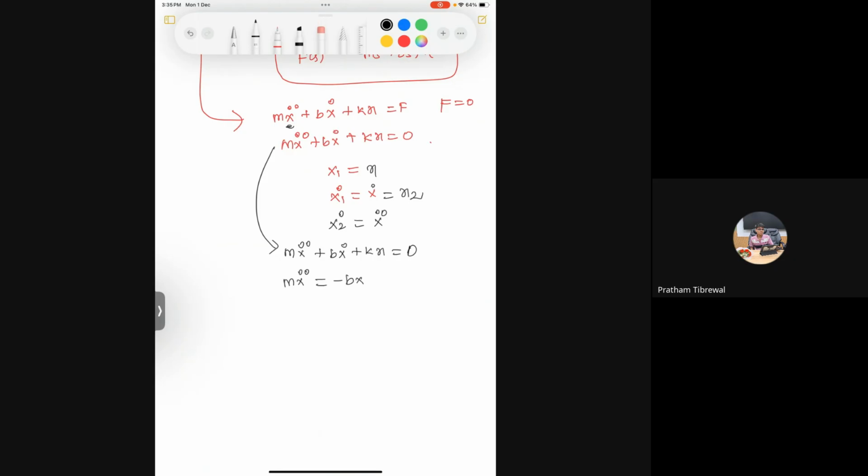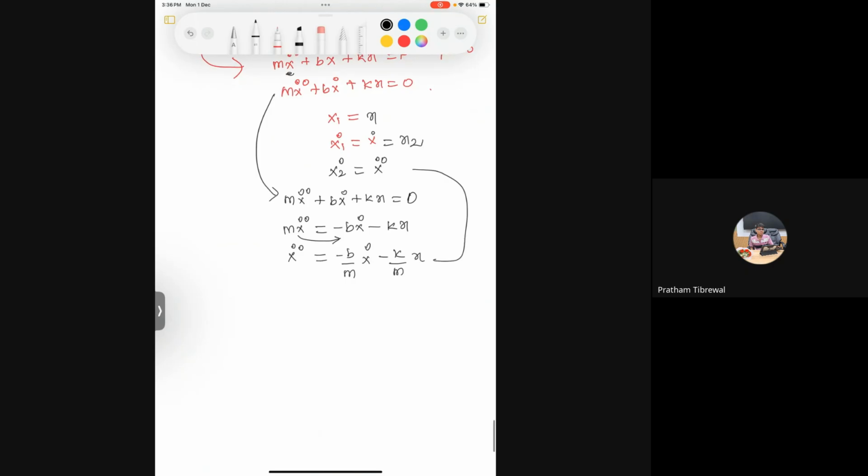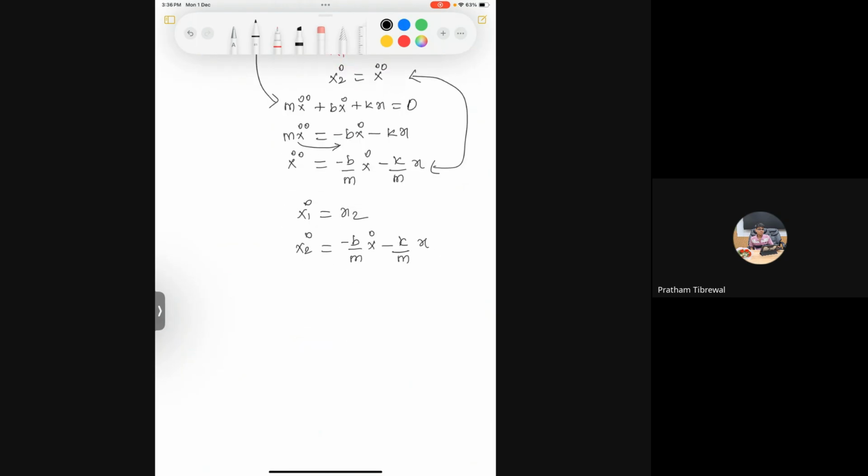x double dot alone equal to minus b by m x dot minus k by m x, because I'm throwing m to the right hand side. Now I can replace this equation with x dot. Now x1 dot equal to x2, x2 dot equal to minus b by m x dot minus k by m x. Now I want to replace everything with x1, right?